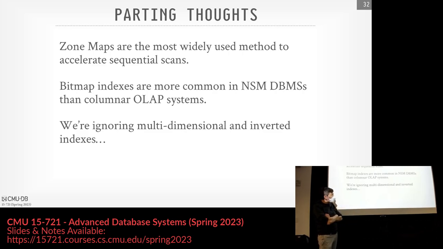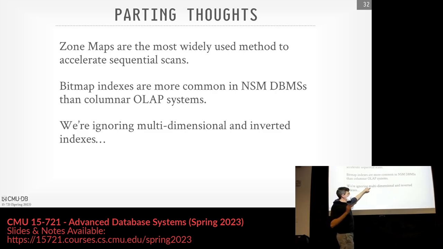Bitmap indexes are more common in the enterprise row stores. I don't say Postgres is enterprise, but I mean like the Oracles and SQL Servers, things that cost a lot of money. Because they're trying to get the benefits of columnar processing on data without having to have a whole column store engine, which they all eventually built anyway. And as I said, we're completely ignoring multi-dimensional indexes and inverted indexes. I don't think they teach 826 anymore, but that whole class was about this kind of stuff, KD trees, R trees, and so forth. We can ignore that.